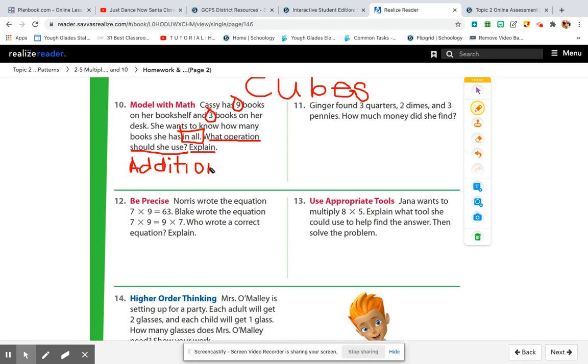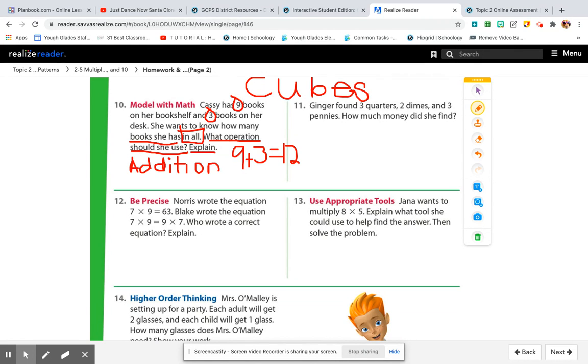Because 9 books plus 3 books is how I'm going to get the total number in all. Because it wants me to tell them how many books she has in all. How many books? So I know she has 9 books and 3 books. So I know if I add 9 plus 3, I will get the answer. 9 plus 3 is 12.